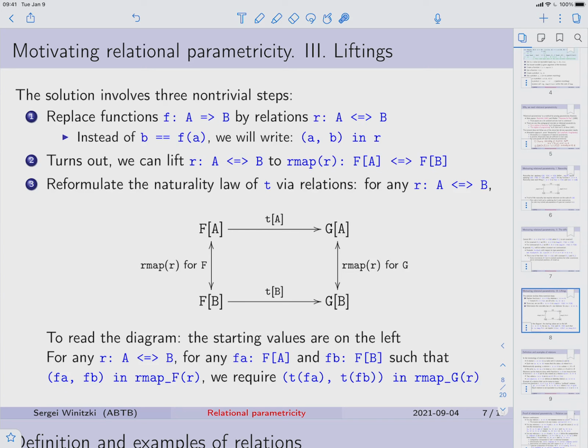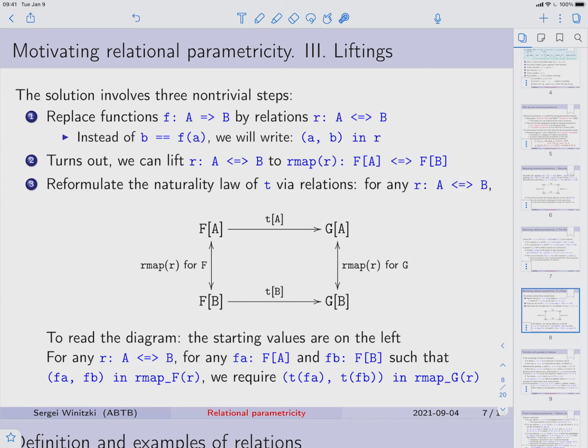The next step will be that we will find out that we can lift relations to arbitrary type constructors. So that is the reason why relations solve the difficulty. It's because relations can be lifted to an arbitrary, not necessarily covariant type constructor using a function that I call RMap. So it's like fmap, except for relations.